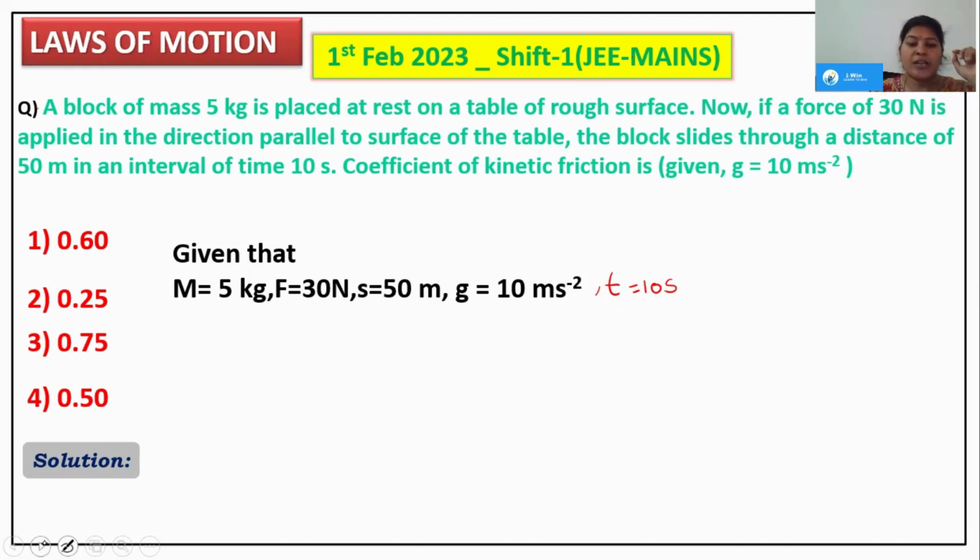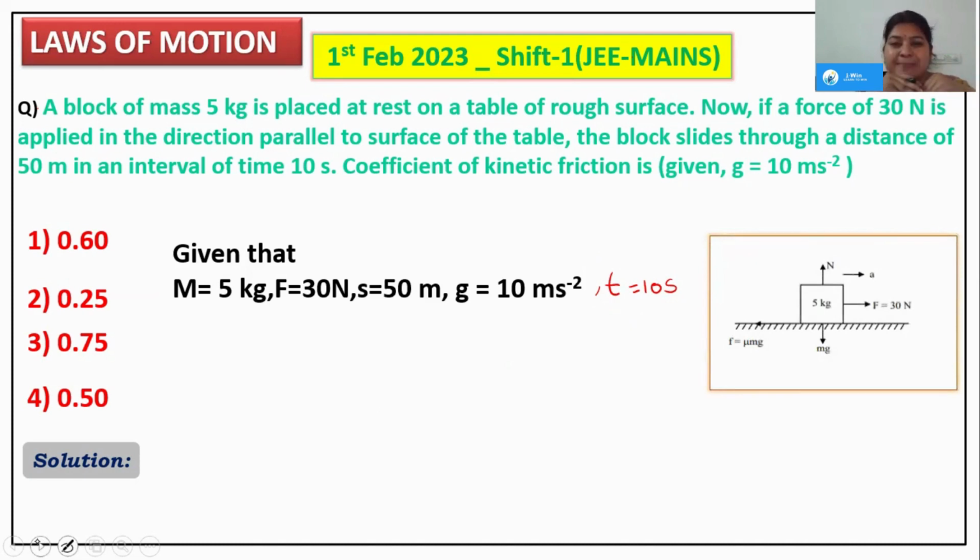Here, on a rough surface, the object is placed like this. This is the block of mass 5 kg, kept on a rough horizontal surface having coefficient of friction mu. That mu is the question mark here. Parallel to the surface, a force of 30 Newton is applied. Now, we are going to calculate mu. Before that, it is under motion, so there is some acceleration for this object. That acceleration is a. First, we need to calculate that acceleration.